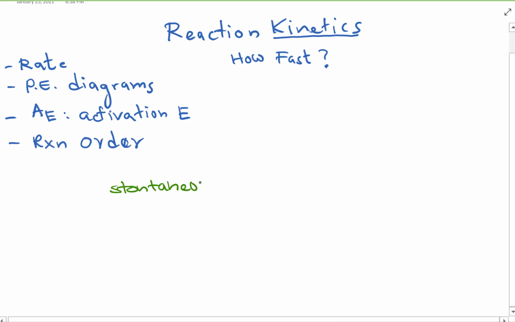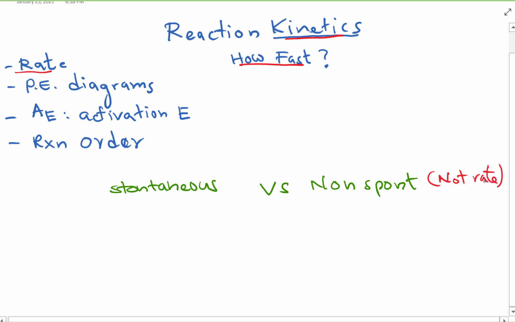Okay. Before we get into that, we want to understand spontaneous and non-spontaneous, or spontaneity. That has nothing to do with the rates or how fast something is happening. Spontaneous and non-spontaneous means whether something happens easily or not, not the speed. If you look at this one, H2 and O2 will combine pretty fast to make water, right? So that's a spontaneous reaction.